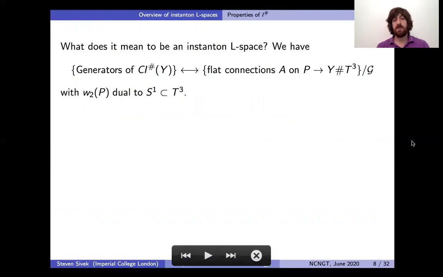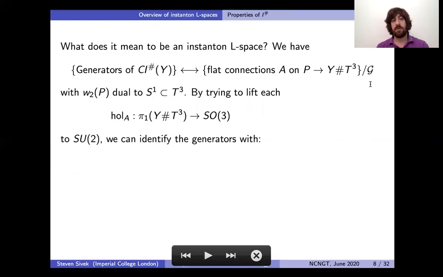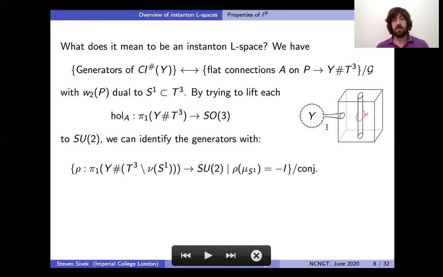Well, if we think about it in terms of the chain complex, we've said algebraically that the generators of this complex are the same as flat connections on this bundle P up to gauge. And that gives us a holonomy representation of pi1 of Y plus the 3-torus into SO3. And we don't really want the 3-torus to be in there. We want pi1 of Y, but we can think about what this means, again, algebraically. So here's a picture. Y has been connect summed with the 3-torus here. And the obstruction to lifting this representation to SU2 is exactly given by this dual of the Stiefel-Whitney class, which was this circle factor.